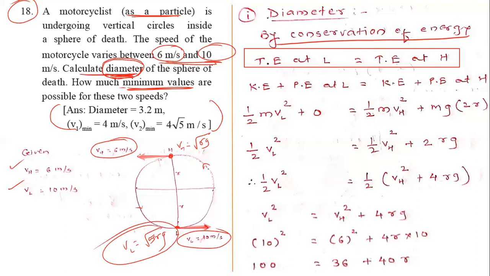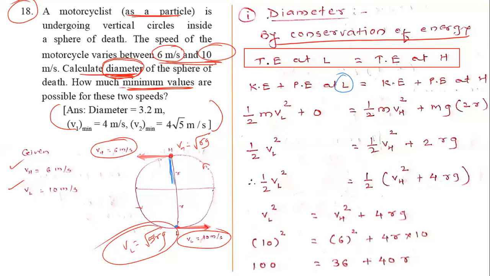So kinetic at L, so this is L. L is the lowest point, so no potential energy, because potential energy is mgh. Lowest point means no height, so potential energy is 0. And kinetic energy we write as half m vL square, vL for speed at L point, lowest point. Similarly, at H we can write 1 by 2 m vH square plus mg into h. H point is the highest point.